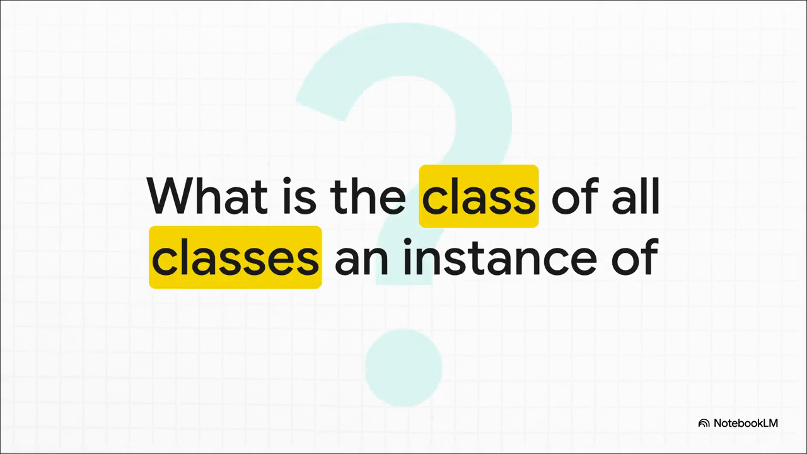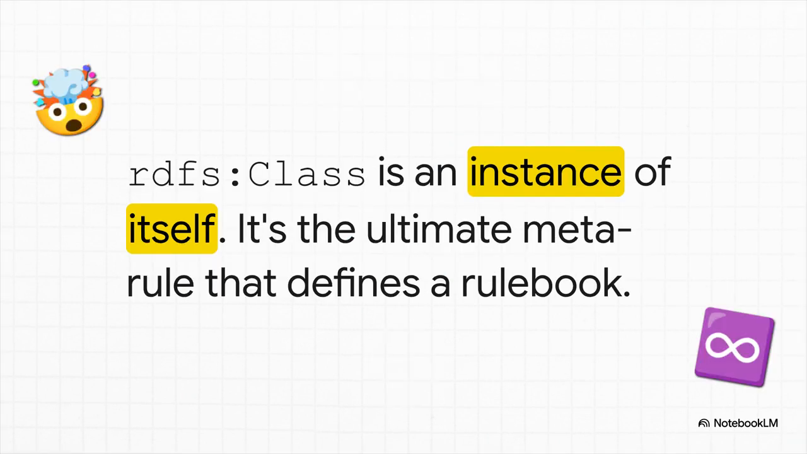This leads to a really fascinating, circular question. There's a special class, RDFS class, which is the class of all other classes. So our person class is an instance of RDFS class. But if RDFS class is also a class, what class is it an instance of? And the answer is, it's an instance of itself. Yep, you heard that right. RDFS class is a member of its own set.